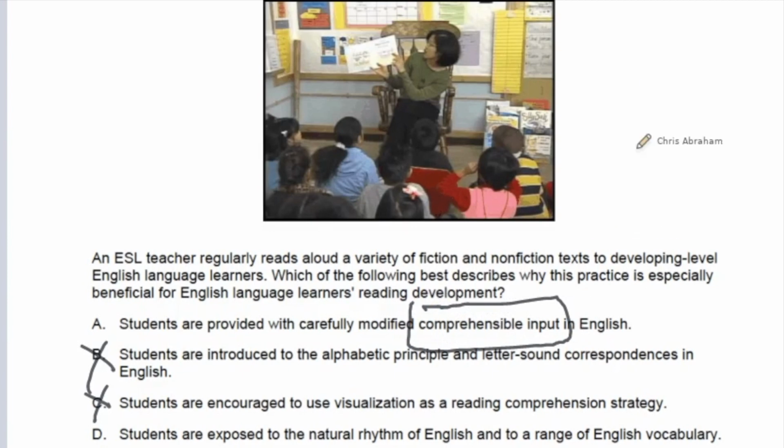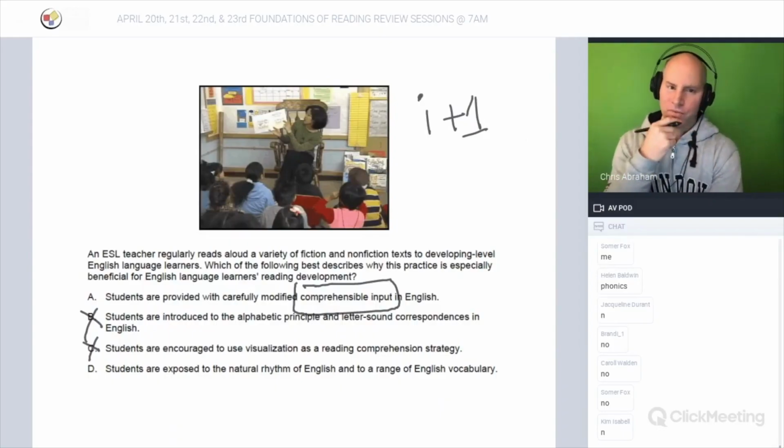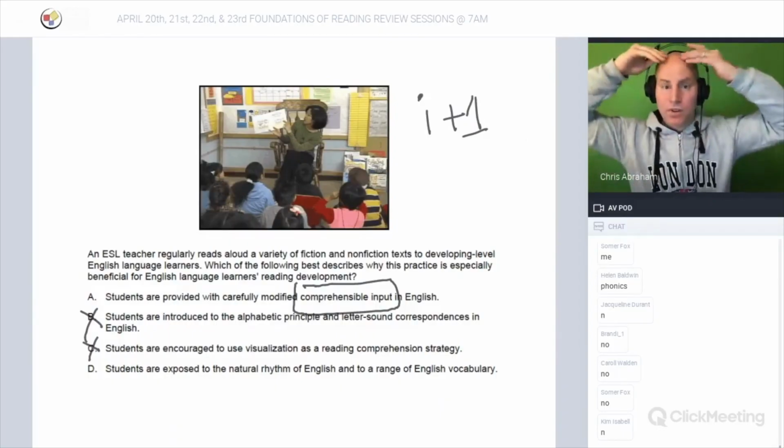Comprehensible input. That's our independent level +1. Is it that? Who's seeing comprehensible input for the first time?